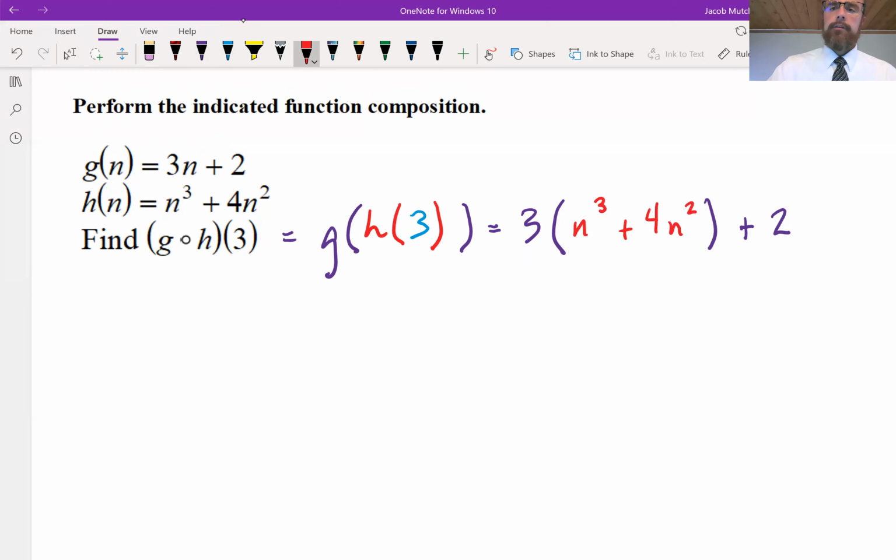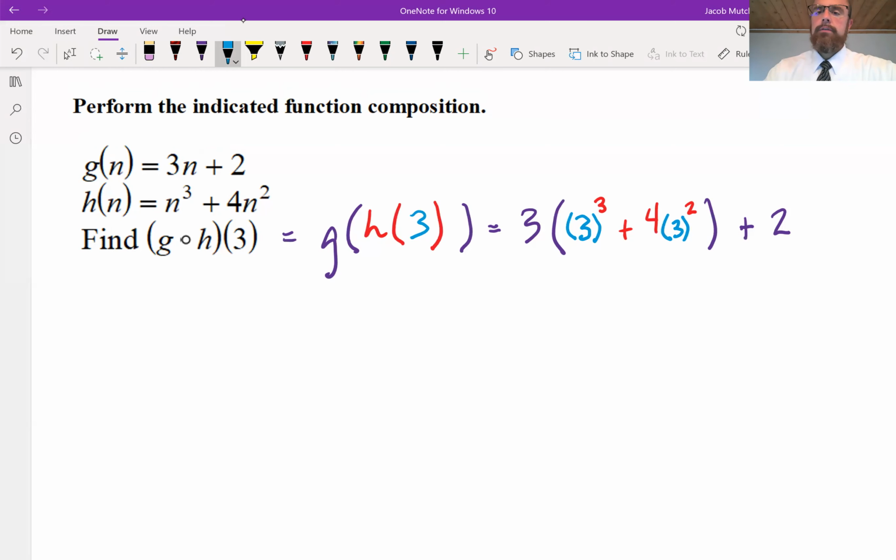But then I've got to recall I'm not dealing with just variables. I actually have a number I'm substituting for n, and that's the number 3. So I'm going to substitute that in. And I'll go ahead and put parentheses around the number. Not totally critical because it's not negative. Good practice though. Let's simplify this expression now.